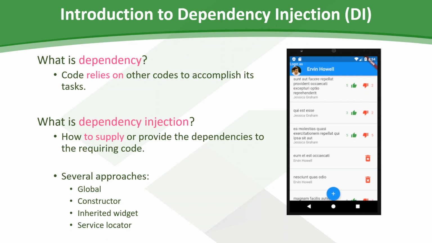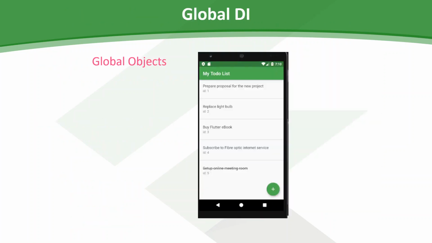In this video we are going to look at several approaches of provisioning the dependencies, starting from the global approach, and then the constructor way, then inherited widget, and finally the last one, which is service locator. Service locator is the one that we are actually going to use later in our architecture. So now let's take a look at the first approach, how to provide dependency by using the global approach. Here I give you another example application.